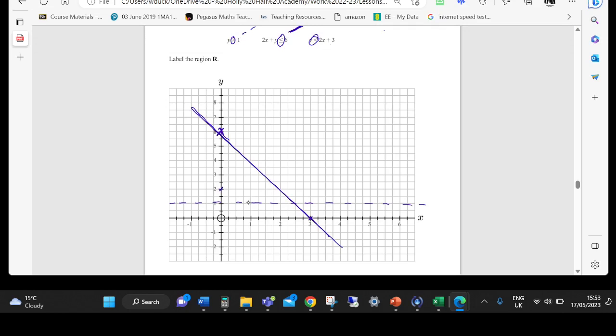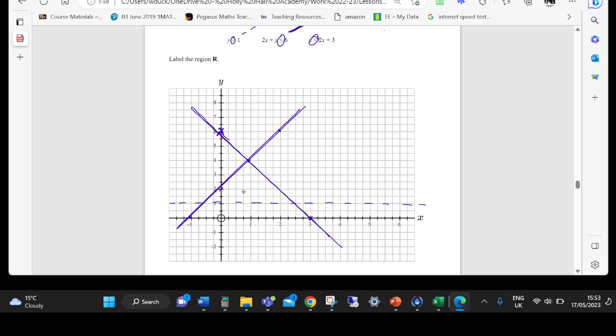So every one across, it's going to go up 2. So for every one across, I'm going to go up 2 by my graph. And for every one back, I'm going to go down 2. So that's going to be my third line. So we've got dash. So the region is going to be the section in the middle.